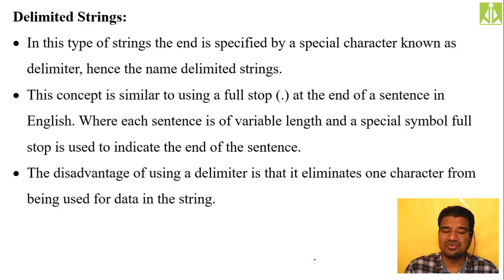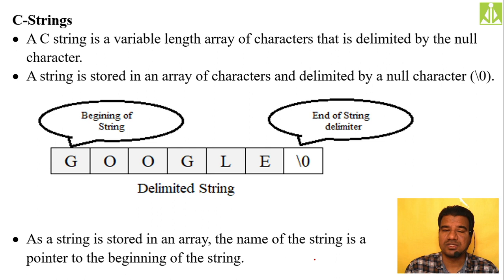So our C strings, whatever strings we are going to use in our C programming, are the delimited ones. We are using the null character as the delimiter over there. The last character we store in our string is the null character. So by seeing that null character, the compiler will come to know it has to stop the reading process. So a C string is a variable length array of characters that is delimited by the null character.